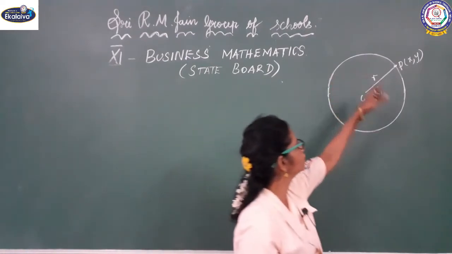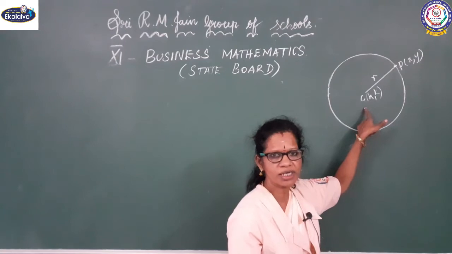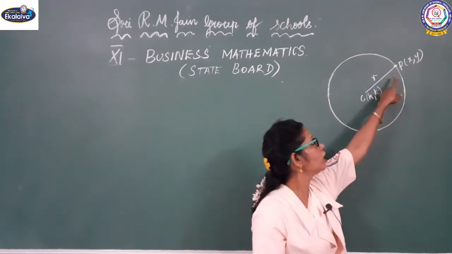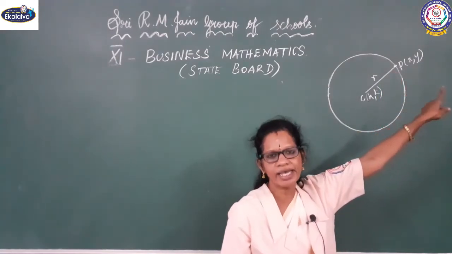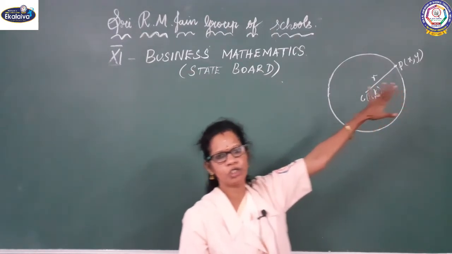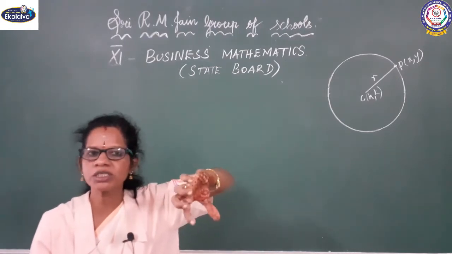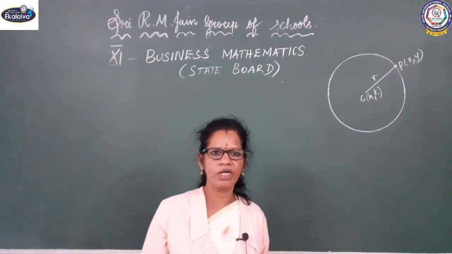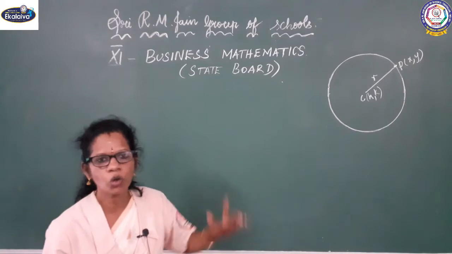See, here I drew one circle. The center I consider as h comma k. The point P has coordinates x comma y. The distance between the center and the point, a line segment from the center to the circumference, is the radius. So, CP equals R.